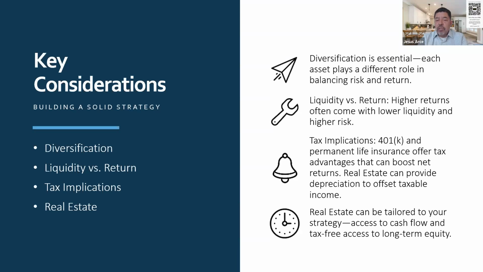Some tax implications for you to think about: a 401k and permanent life insurance can offer tax advantages that can boost your return. Real estate can provide depreciation to offset taxable income. When you consider investments in real estate, they can be tailored to fit your strategy. You can have access to cash flow and tax-free access to long-term equity.